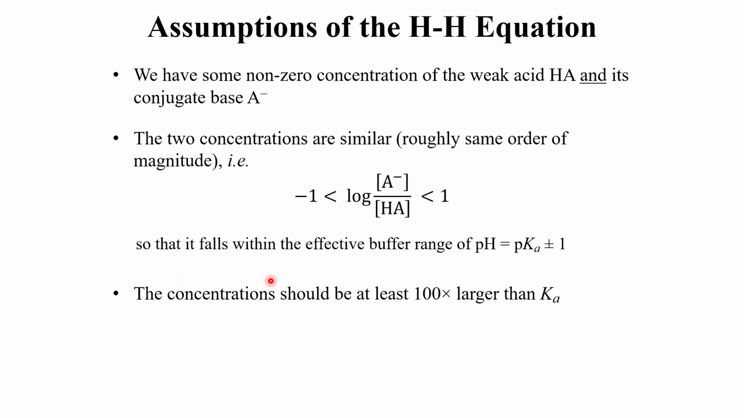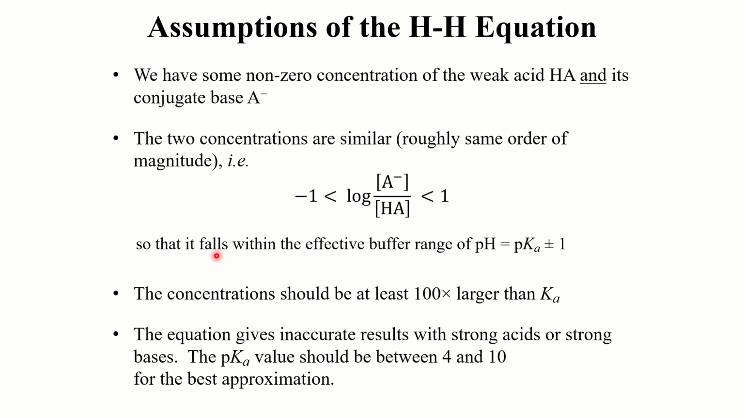Now, these concentrations should be at least 100 times larger than Ka, because in our derivation of the HH equation, we use the small x approximation. And this equation will give inaccurate results with strong acids or strong bases. The pKa value needs to be between 4 and 10 for this approximation to work best. So really, it only works with weak acids and weak bases, which makes sense considering we're dealing with buffers here.